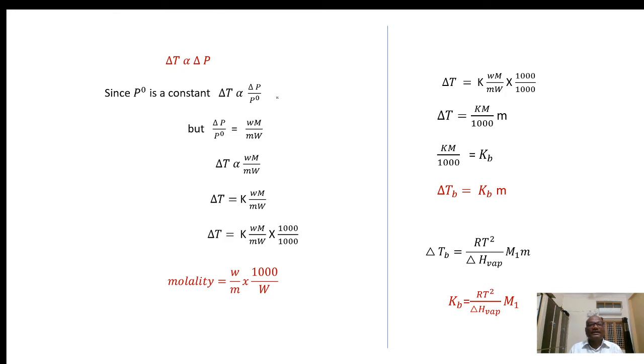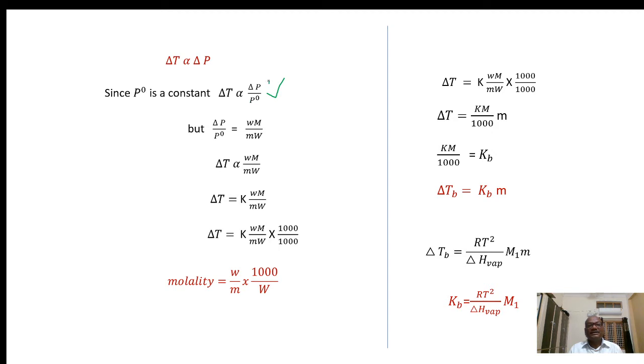And also we can write delta P by P naught. Why? Because here the proportionality symbol is there and P naught is a constant. When delta T is directly proportional to delta P, delta T is also directly proportional to delta P by P naught, because here P naught is a constant. So we can write the P naught there.